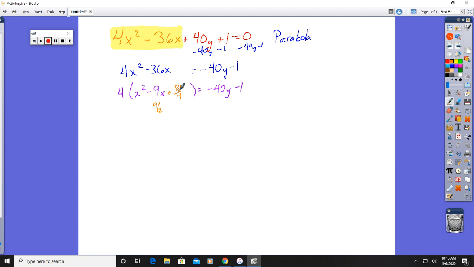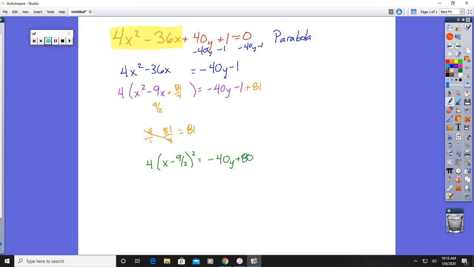But realize I'm really not adding 81 fourths, I'm adding 4 times 81 fourths. So if I were to put those next to each other and multiply it, those 4's go away. So what I'm really doing is adding 81 to the left side. If I want to keep things in balance, I add 81 over to here. Now I have this that factors to be 4x minus 9 halves quantity squared equals negative 40y plus 80.